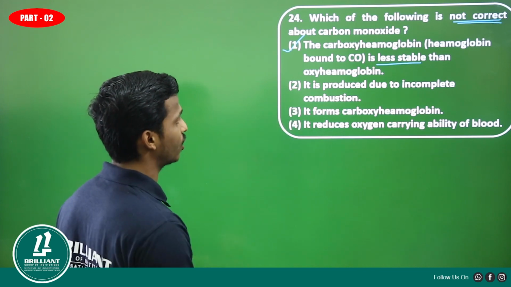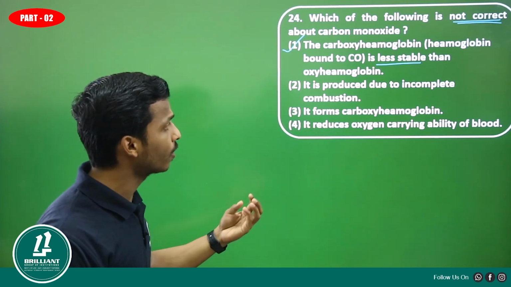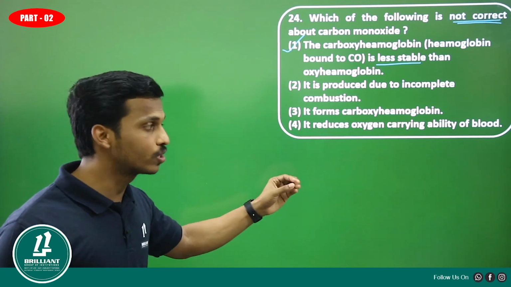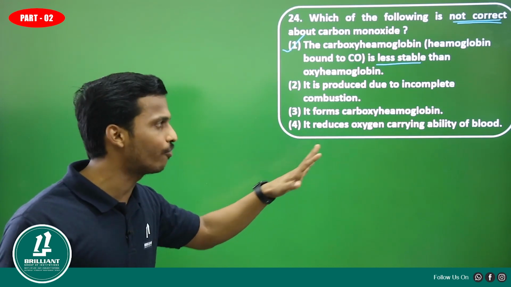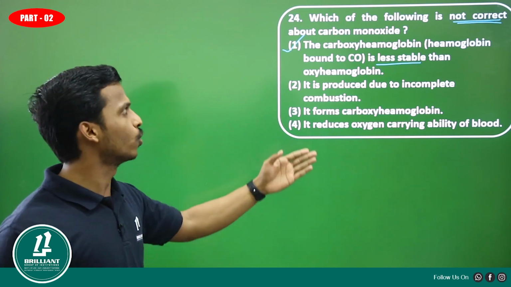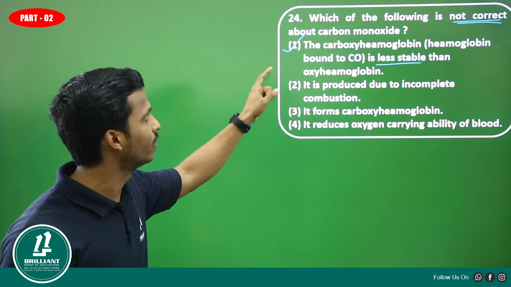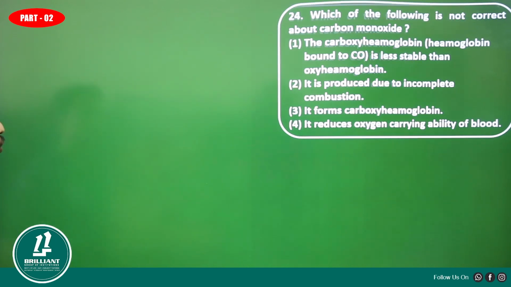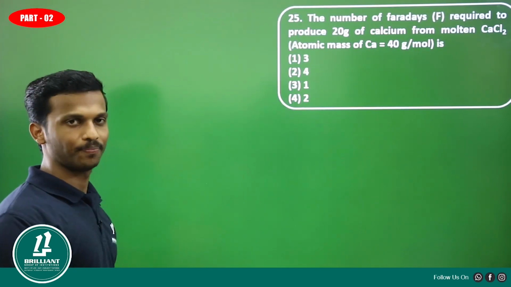Yes, that is a correct statement. What about the third? It forms carboxyhemoglobin. Yes, absolutely. What about the fourth one? It reduces the oxygen carrying ability of blood. Right, that's also correct. So what is the answer for question number 24? That's equal to 1, right? Simple. Now let's go to question number 25.